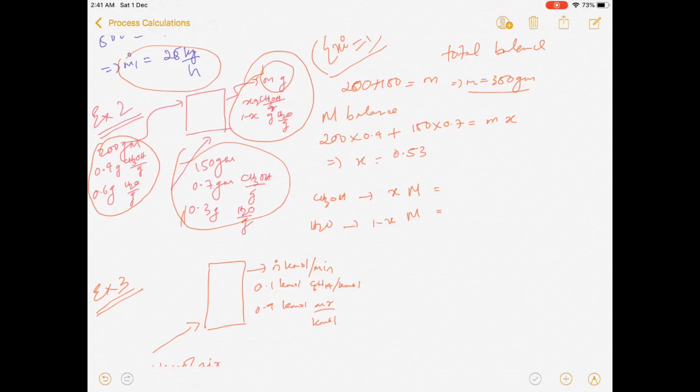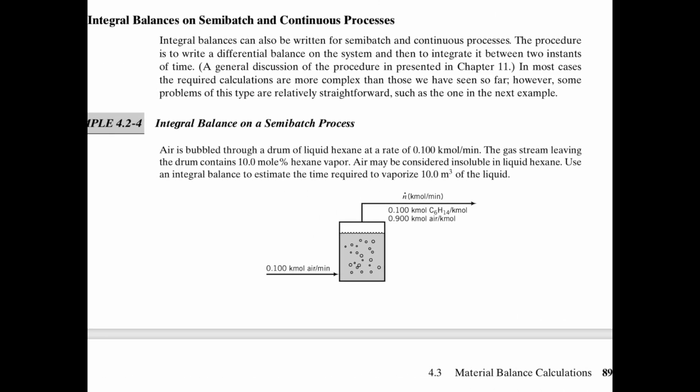Next we'll apply the mass balance for methanol, and it will reduce. As we have already found m, we're going to use it, and we get the mass fraction, that is 53% methanol, MEOH, in the product. Okay, we go to the next question.